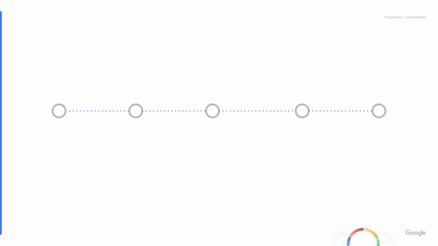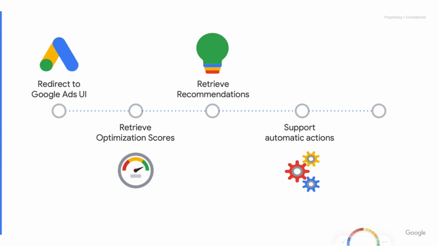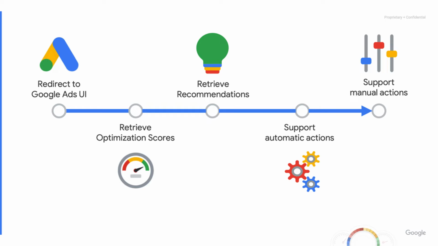There are multiple levels of integration that are possible. From the least to the most advanced, you can redirect users to the Google Ads UI so they can manage recommendations from there, retrieve optimization scores, retrieve recommendations, support automatic actions on recommendations, and support manual actions on recommendations. It's usually recommended to integrate features incrementally to avoid unnecessary development cost and to drive adoption.